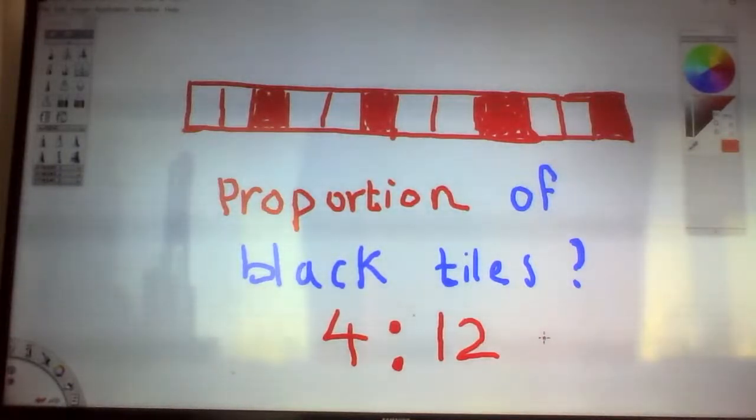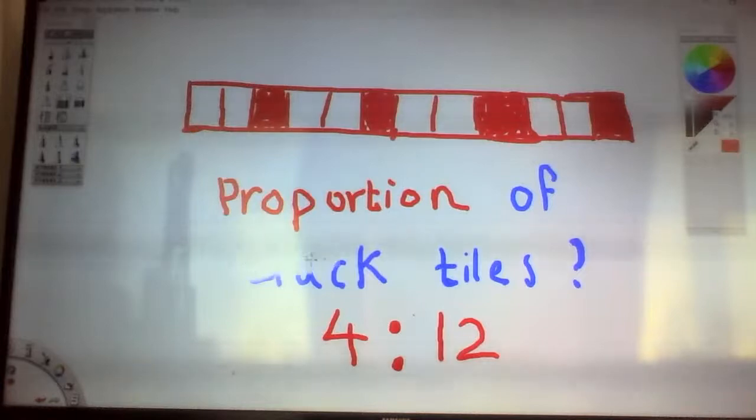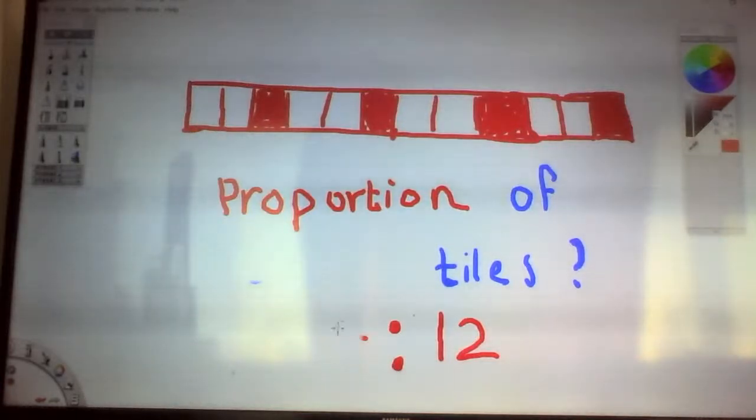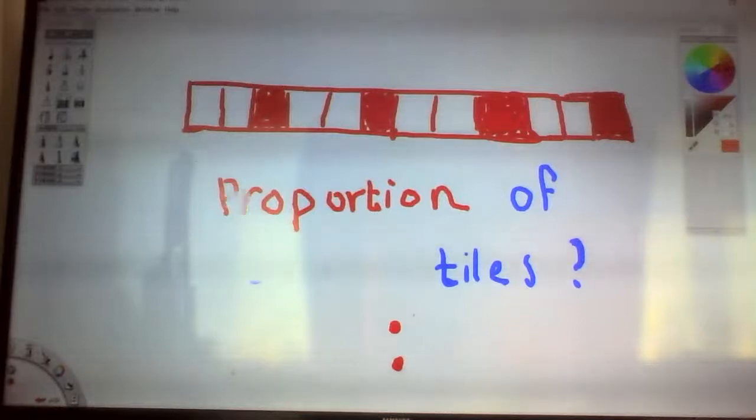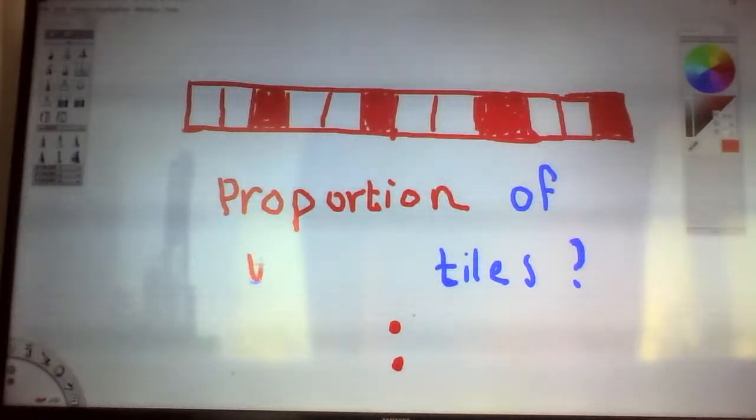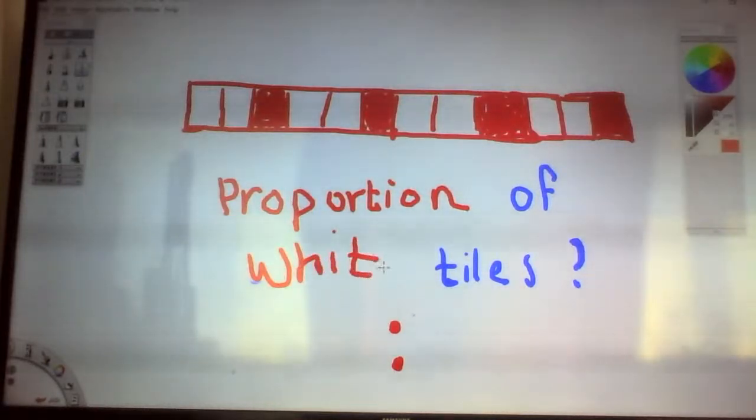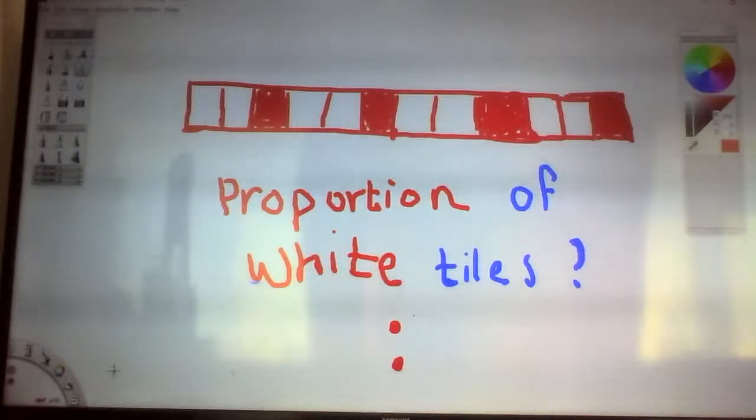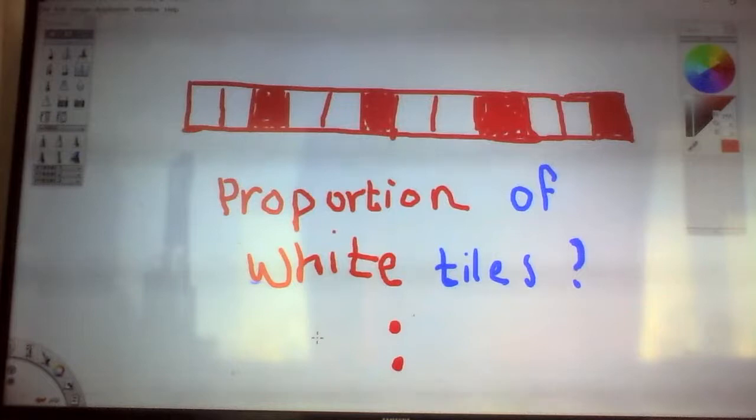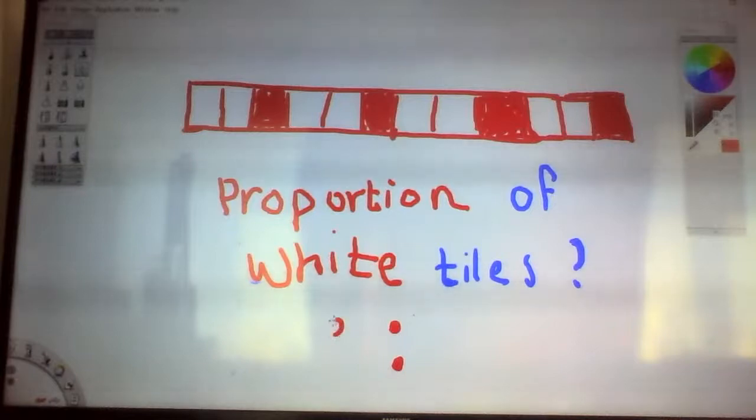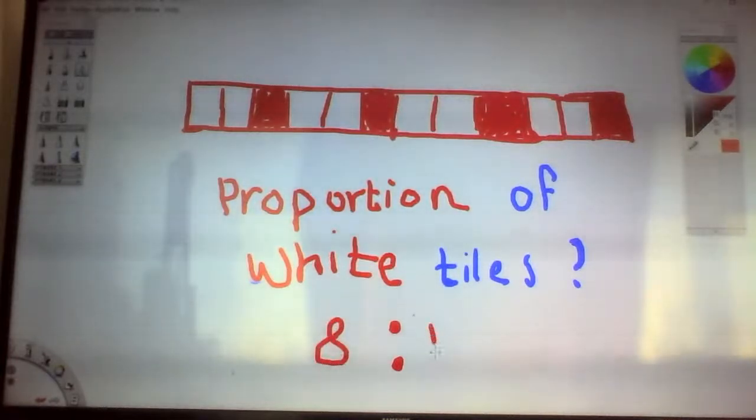So that's question 1 and question 2 done, but I'm going to add an extra question in. I'll need to use my rubber. Imagine it didn't say black tiles. Imagine, of course, if it said white tiles. See if you can answer that now. That's just switching it around a little bit. Do the same thing as what we did for black tiles, but this time you're counting the white tiles. So 1, 2, 3, 4, 5, 6, 7, 8. 8 to 12.